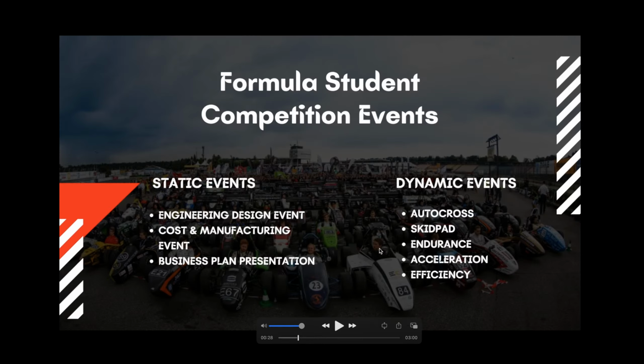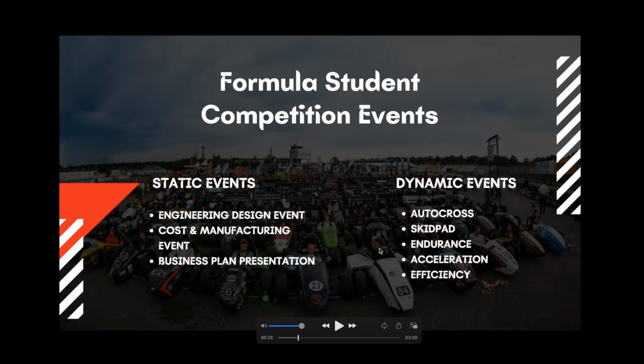What we essentially do in these events is the documentation of the entire car regarding its cost, its manufacturing, and also the business plan presentation, which is a personal favorite of mine. The BPP involves making an entire business model around a car. So it's like creating your own startup, and you have to do all sorts of financials and all sorts of manufacturing. You do the entire thing about a startup in theory, and you present it to a panel of judges, and that is what a business plan presentation looks like.